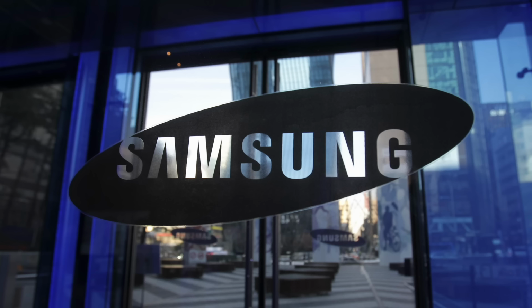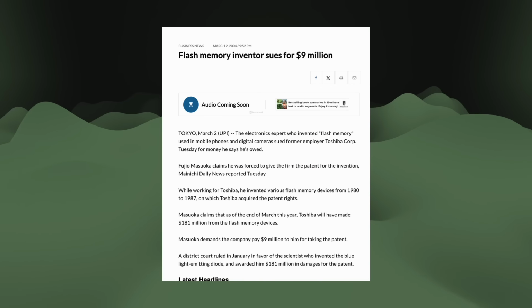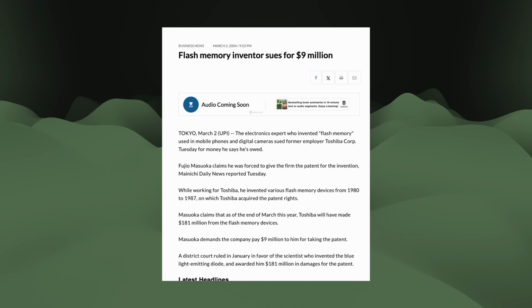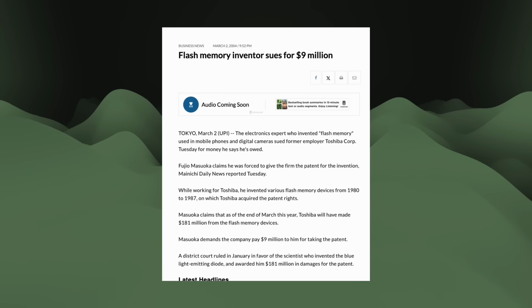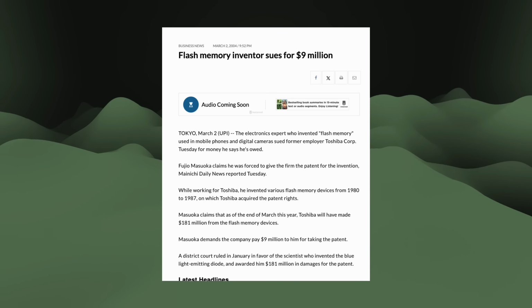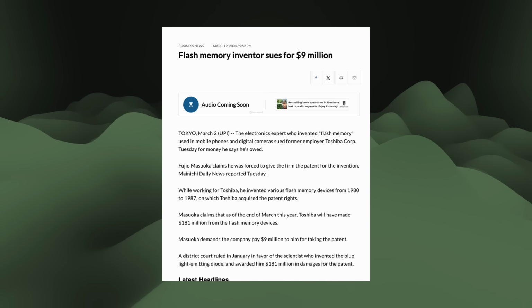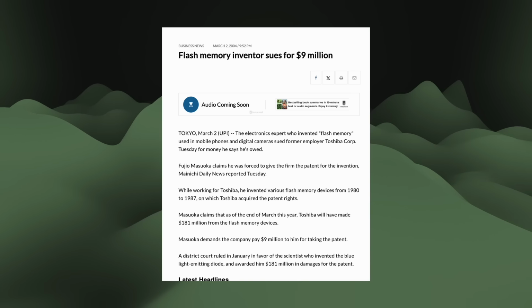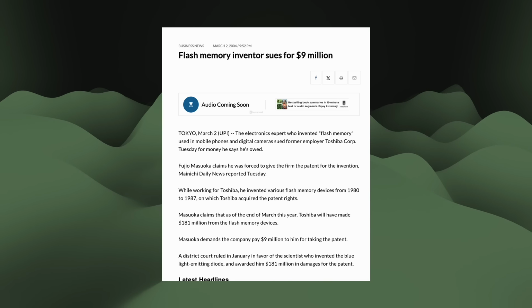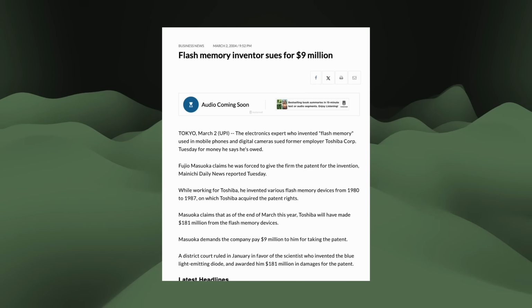And as for Masuoka, he left Toshiba in 1994 feeling rather unappreciated. 10 years later, he sued them for $9 million, a fair share, he says, considering the billions Toshiba made from his work. An unusual step, but a right one, considering. They later reached a settlement.